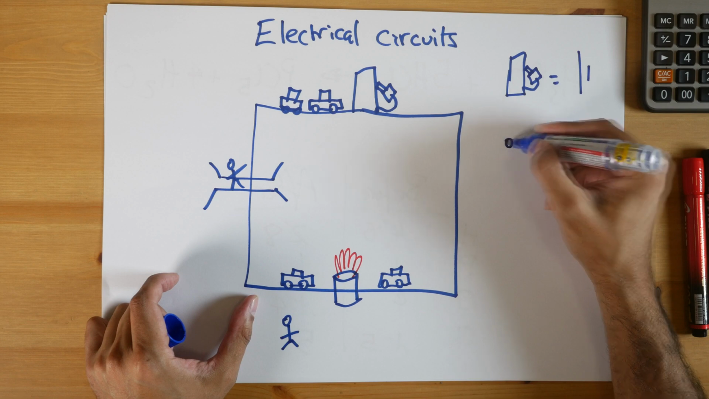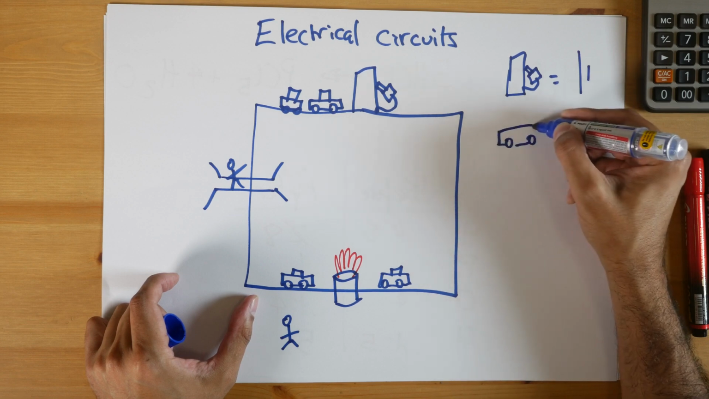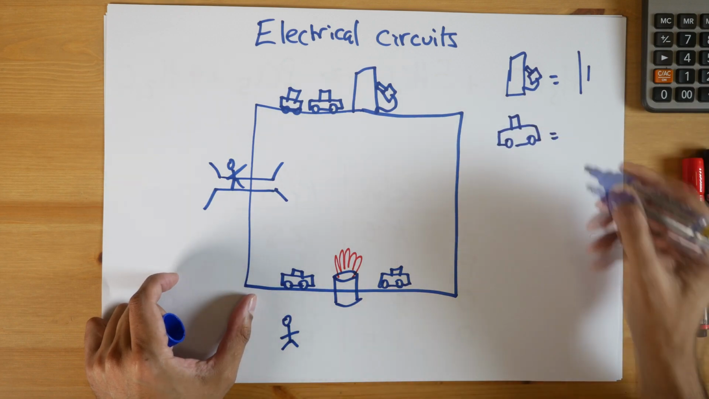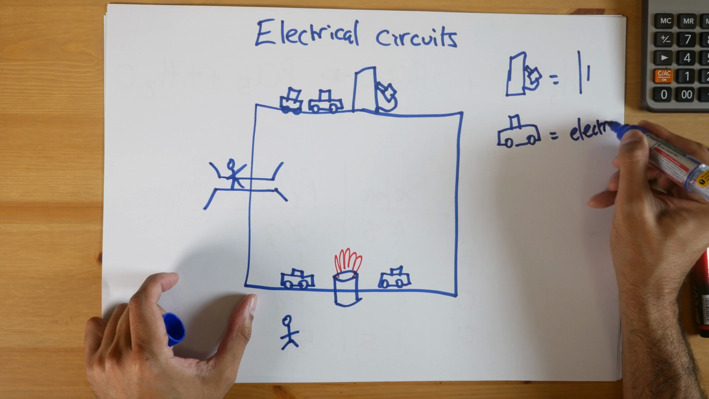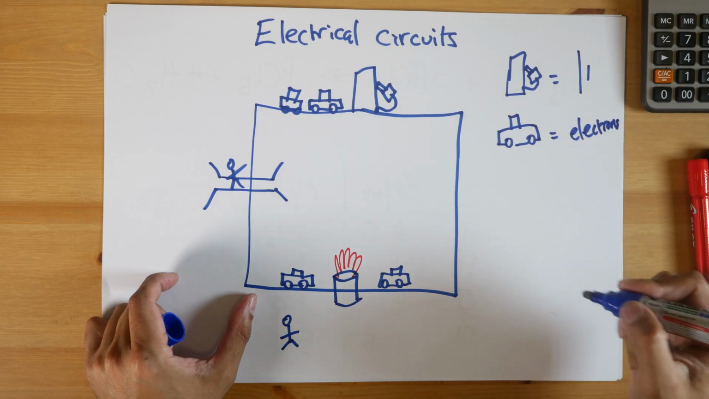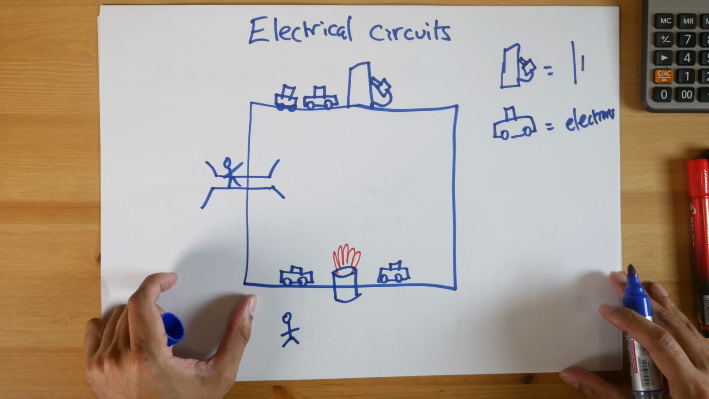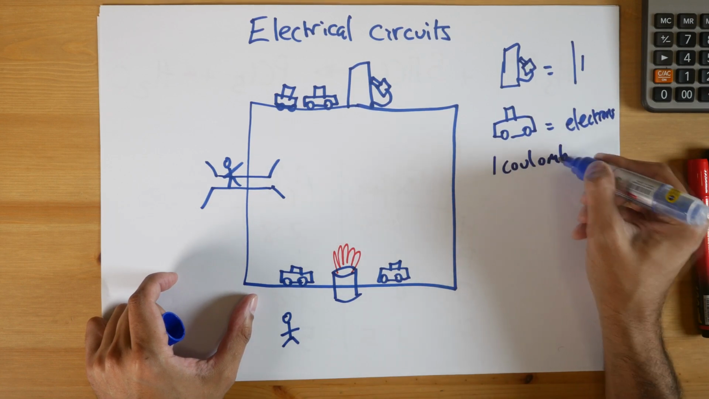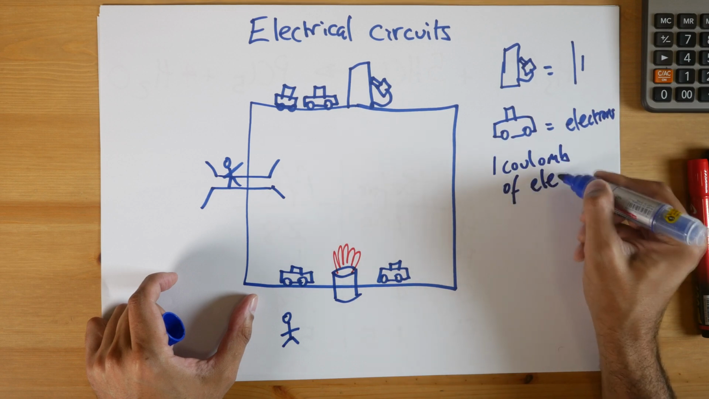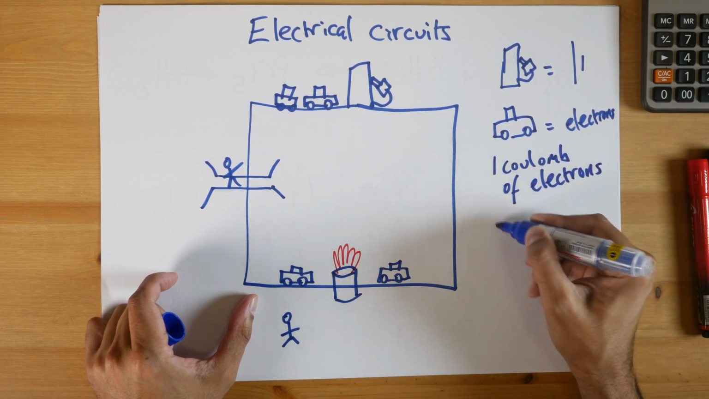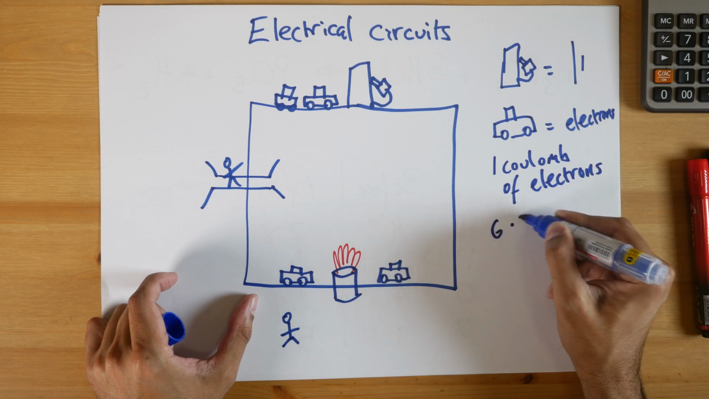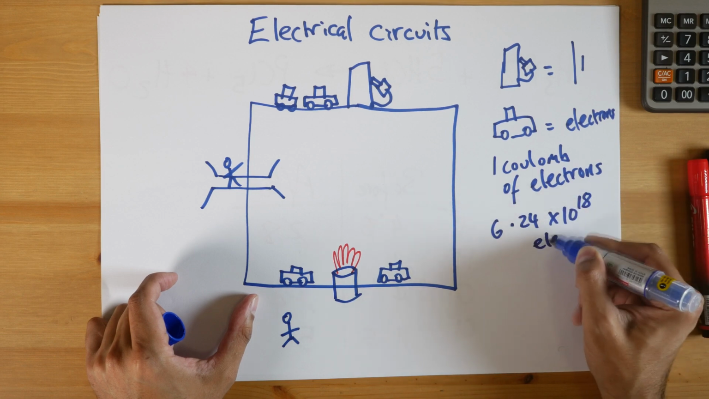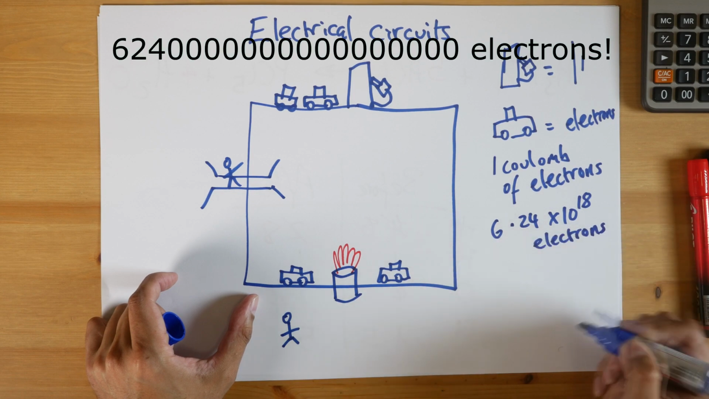What does the car itself represent? Remember, we've got two cars over here. Well, the cars themselves represent electrons, but not a random number of electrons. This is something that we call a coulomb of electrons. Now, in case you don't know what a coulomb is, it's 6.24 times 10 to the 18 electrons. That's a lot of electrons.